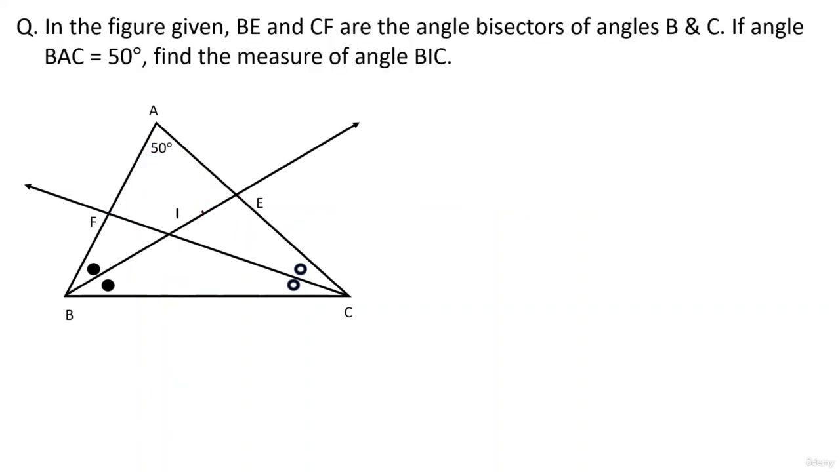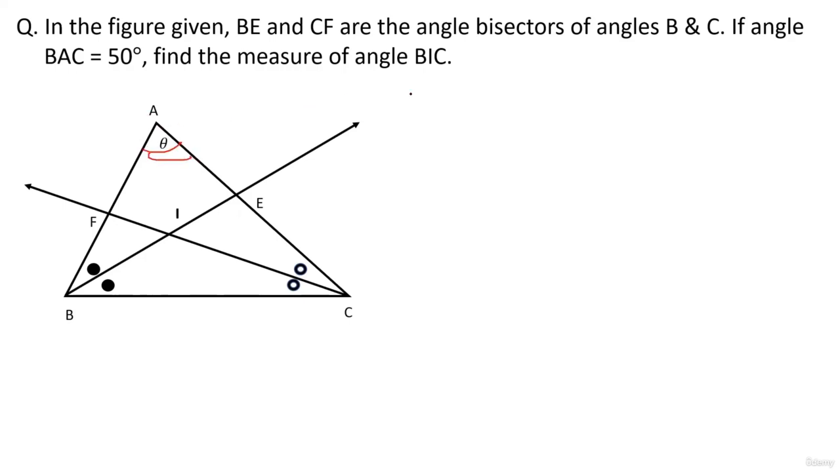Before that let's solve a question. In the figure given, BE and CF are the angle bisectors of angles B and C. If angle BAC is 50 degrees, find the measure of angle BIC. Please try it out, guys, then we'll discuss. So question gives us angle BAC as let's say 50 degrees दिया है ना, इसको हम suppose मान लेते हैं थीटा. Suppose ये BAC को हम मान लेते हैं equal to theta.